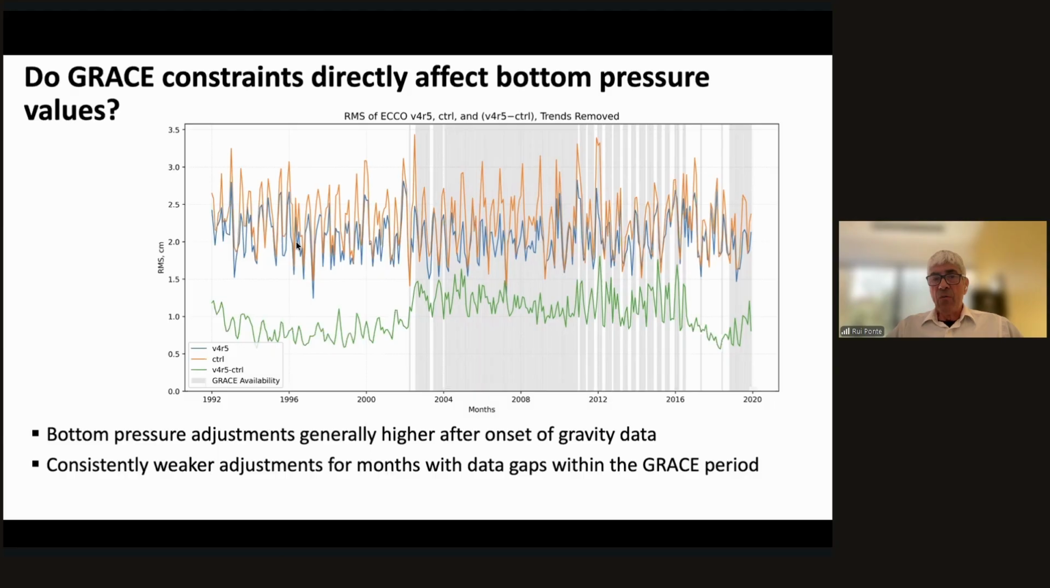And moreover, within the GRACE period, one can see typically smaller adjustments over the short period data gaps. So this points to the direct effects of gravity data constraints on inducing changes in the estimated bottom pressure fields.